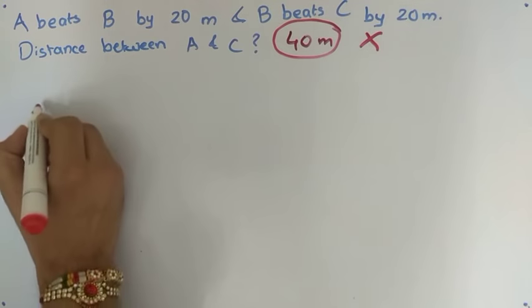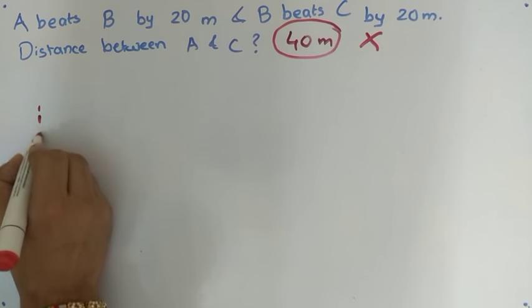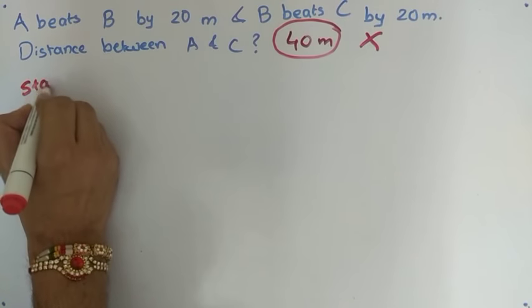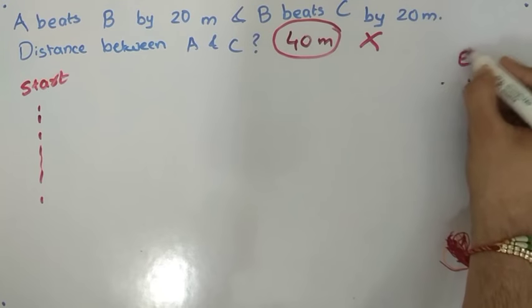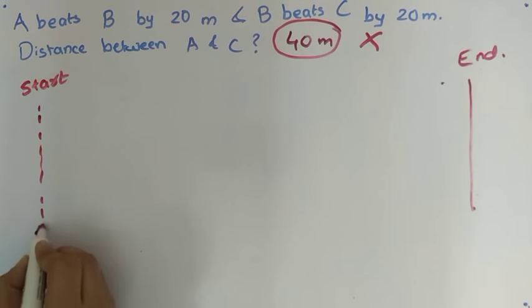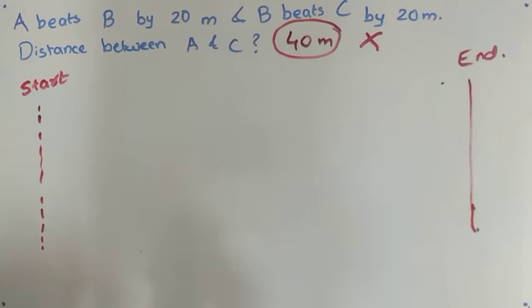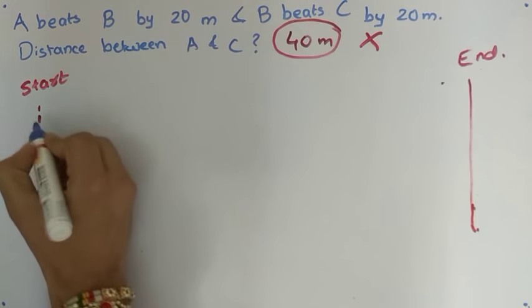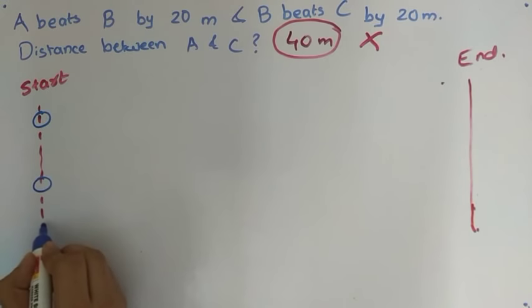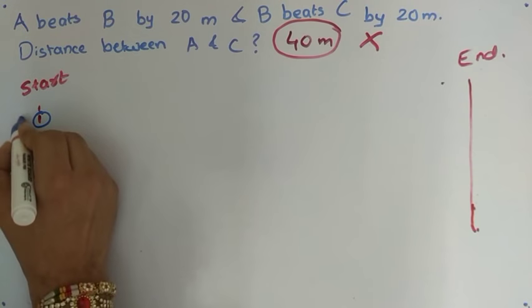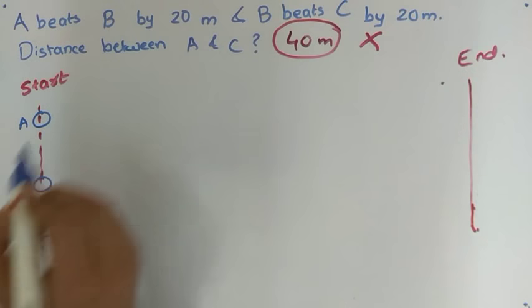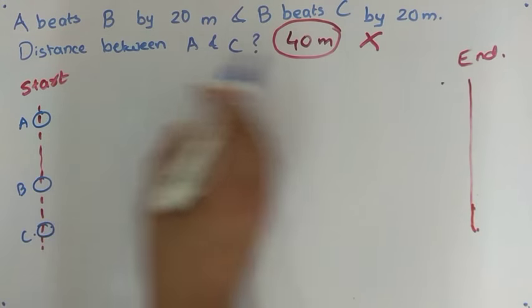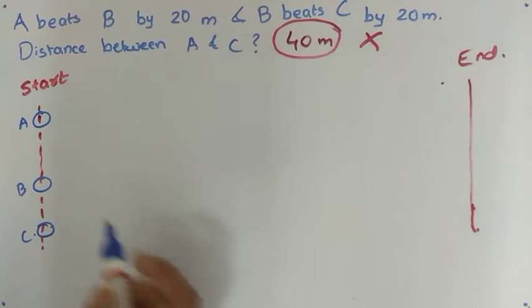So let us consider that this is the start, and here we consider the end of a race. All three, A, B and C, start from the same position. Now all of them have constant velocity. This has to be assumed because it is not given that the speed is changing.